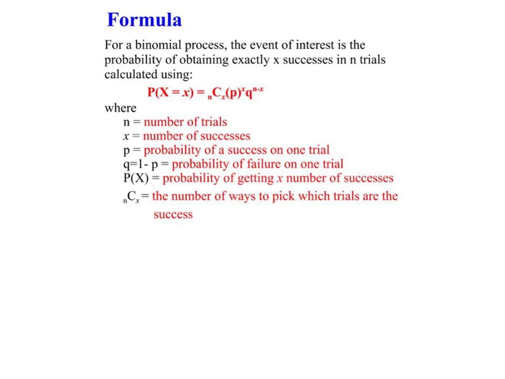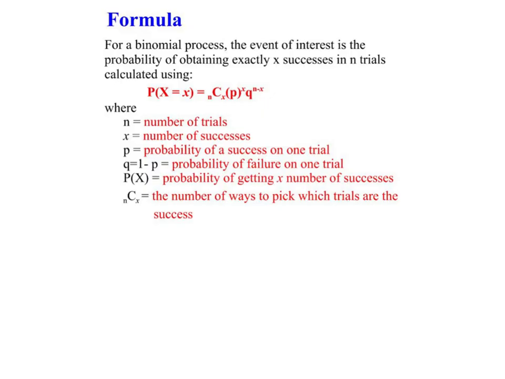So here's the formula for binomial. The event of interest is the probability of obtaining exactly x successes in n number of trials. So we have the probability of X equal to x is the number of trials choose the number of successes, times the probability of success to the power of the number of successes, times the probability of failure to the power of the number of trials minus the number of successes. It makes a little bit more sense when we put it into practice.